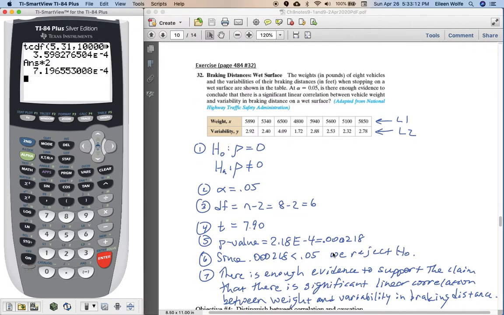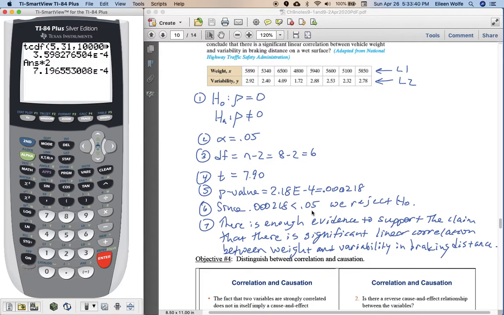So second example with braking distance, we have weights of 8 vehicles in this data set and the variabilities in their braking distances when stopping on a wet surface. At alpha equals 0.05, is there enough evidence to conclude significant linear correlation? Since it doesn't say significant positive or significant negative, we're asked to do a two-sided test. Alpha is 0.05, there's 8 cars, so there's 6 degrees of freedom.